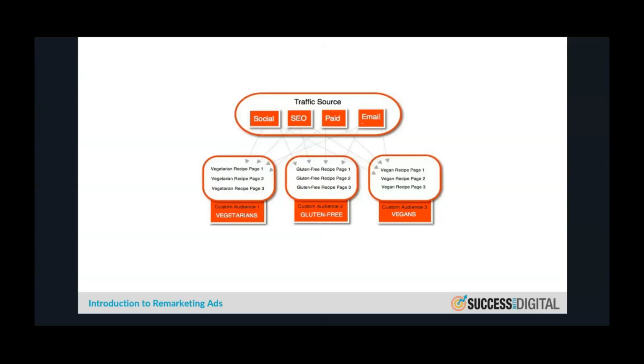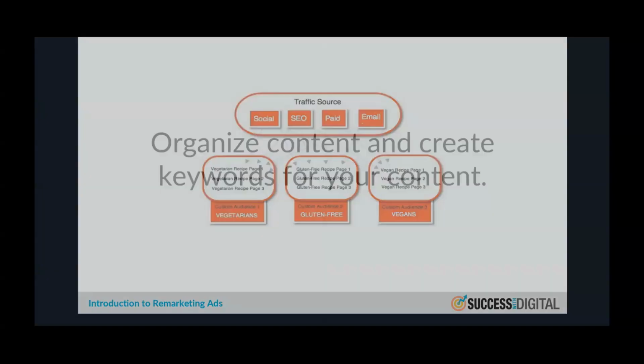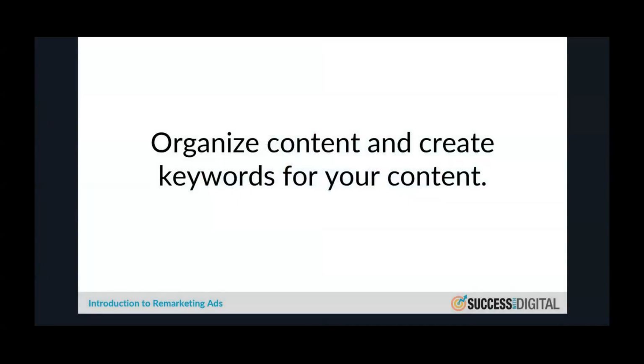So an example of this would be when we ran ad campaigns for Vibe Eatery. She offers vegan, gluten-free, and vegetarian options. When we run ads, we try to be very specific to the type of person that we're speaking to. So when we remarket back to them and remind them that we're here, they're getting a message that's very specific to them. So it's important to organize your content and create keywords for your content.